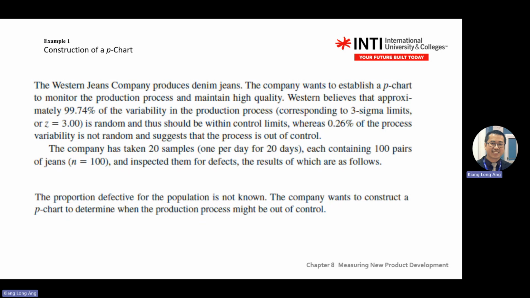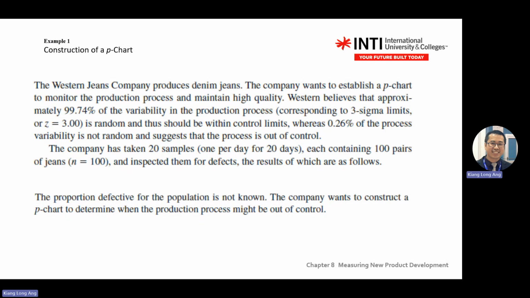Each containing 100 pairs of genes. So each of the 20 samples contains 100 pairs of genes, so your n is equal to 100. So you can calculate sigma equal to the square root of p average times 1 minus p dash, divided by n.